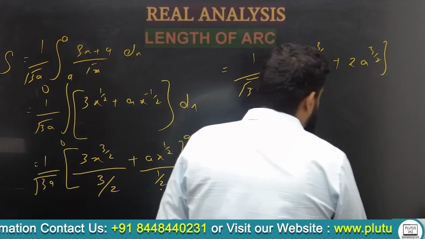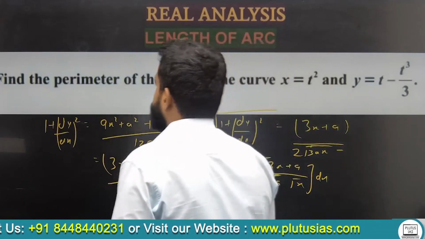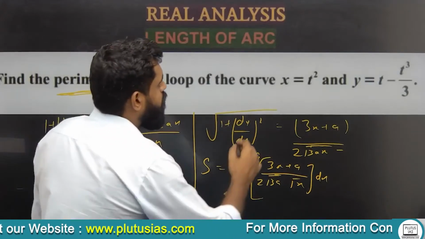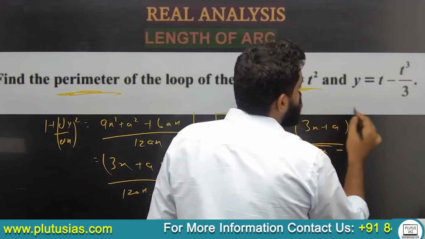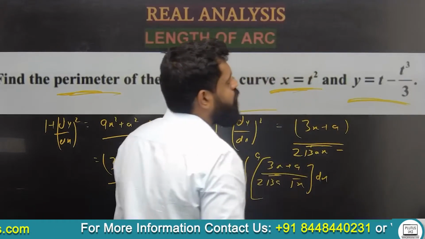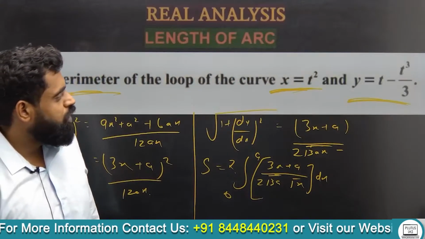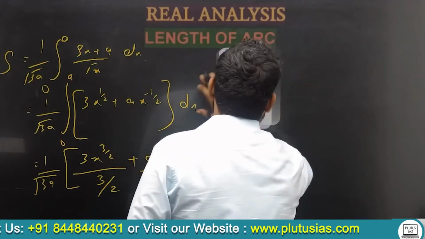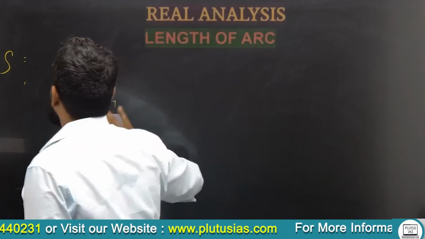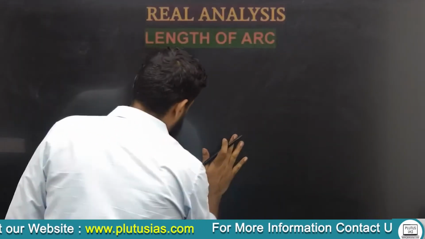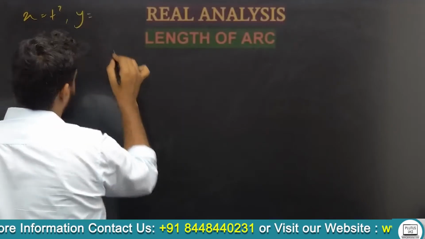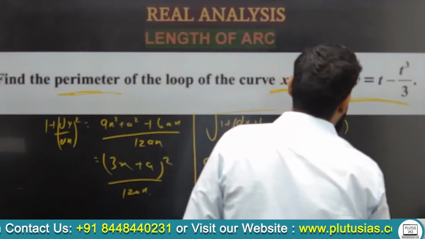I'll take another example here which says: find the perimeter of the loop of the curve x equal to t square and y is equal to t minus t cube upon 3. The question here is given in the parametric form, that is x is equal to t square and y is equal to t minus t cube upon 3.